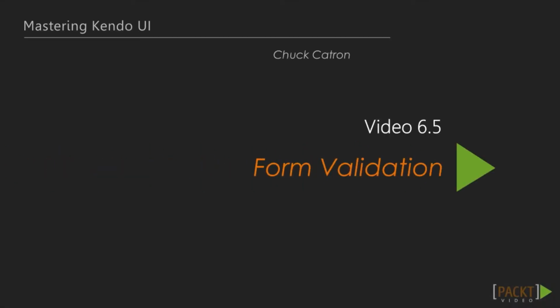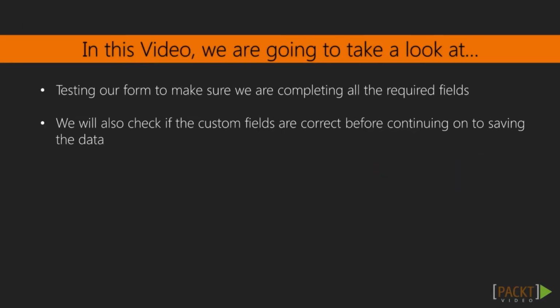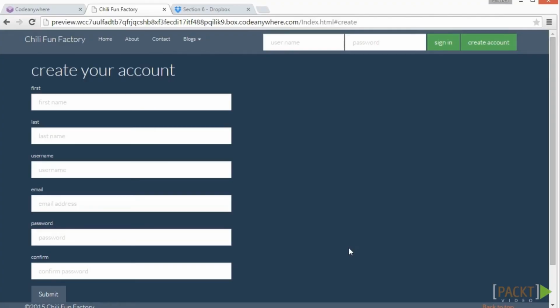In the last video, we added custom validation to our basic validation. In this video, we will be fully testing our form to make sure that we are completing all of the required fields and that the custom fields are correct before continuing on to actually saving the data. Let's test our form and make sure the validator is working and we can register.